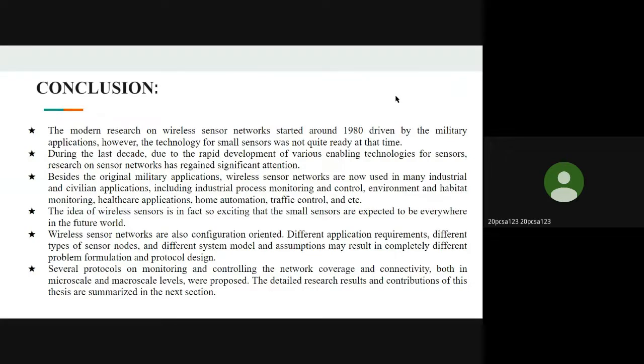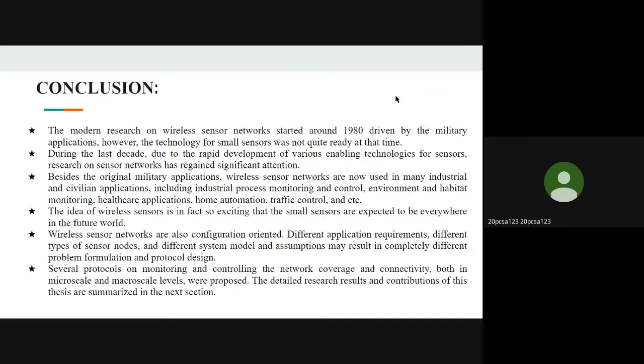The modern research on wireless sensor networks started around the 1980s, driven by military applications. However, the technology of small sensors was not quite ready at that time. During the last decade, due to the rapid development of the various enabling technologies for sensors, research on sensor networks has regained significant attention. Besides the original military applications, wireless sensor networks are used in many industrial and civilian applications, including industrial process monitoring and control, environment and habitat monitoring, healthcare applications, home automation, traffic control, and so on.